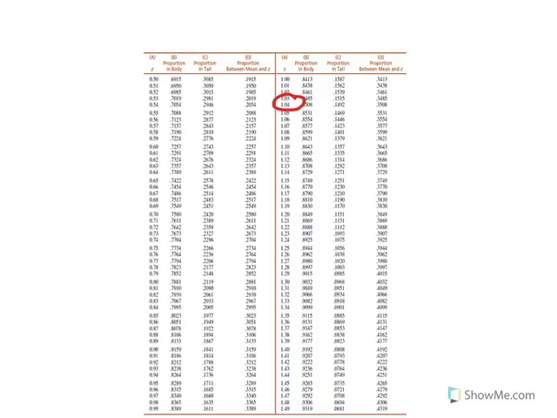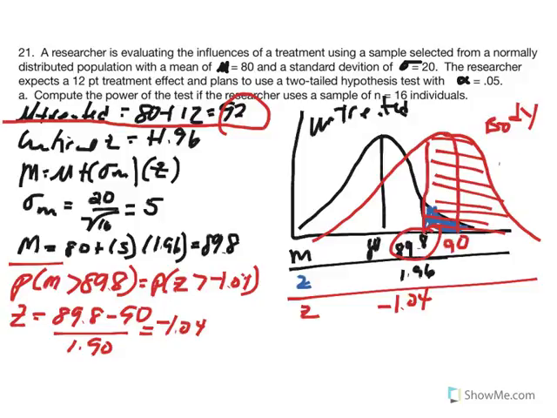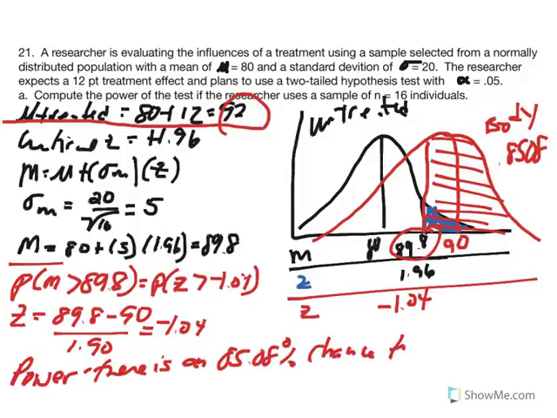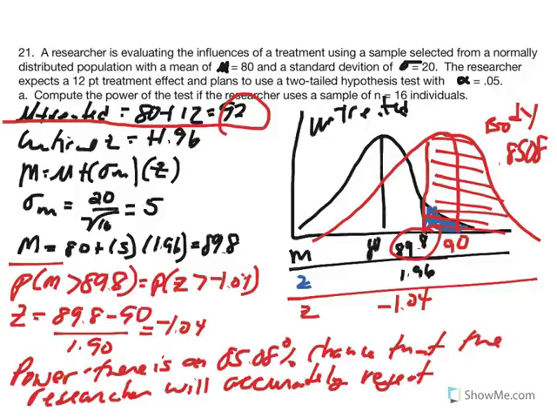Okay, in our unit normal table, we find 1.04 here, the proportion in the body, which is equal to 0.8508. So in terms of power, there is an 85.08% chance that the researcher will accurately reject the null.